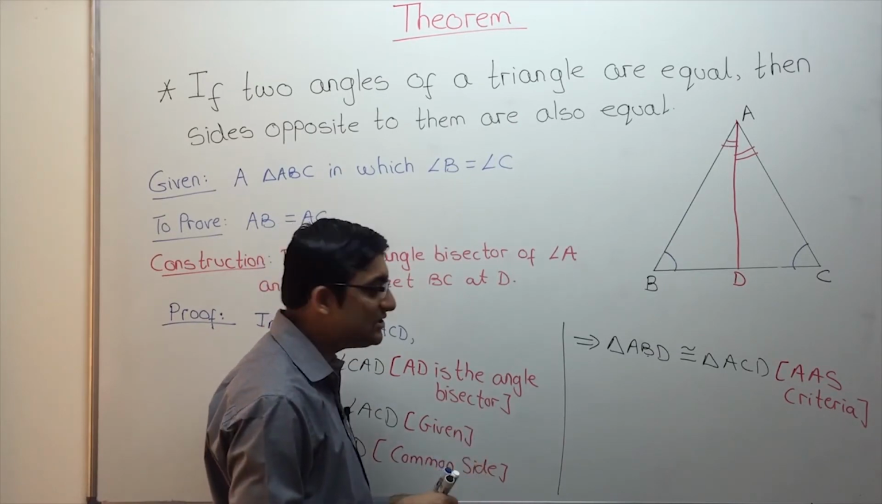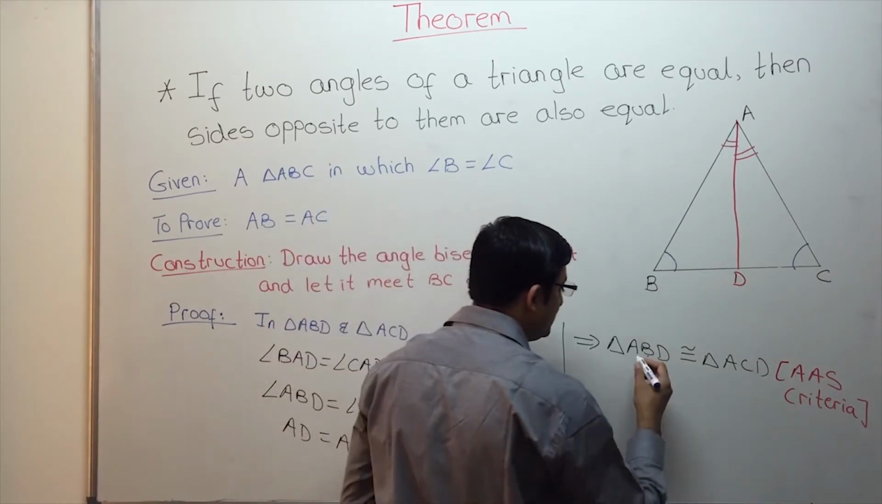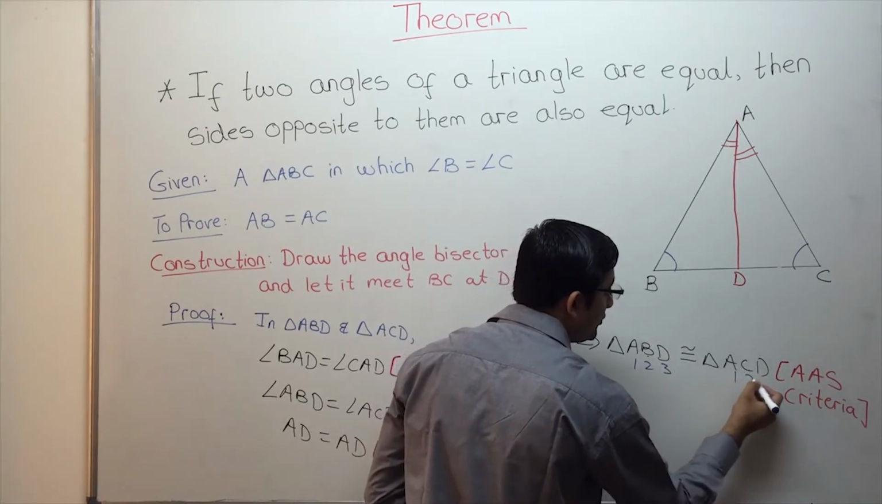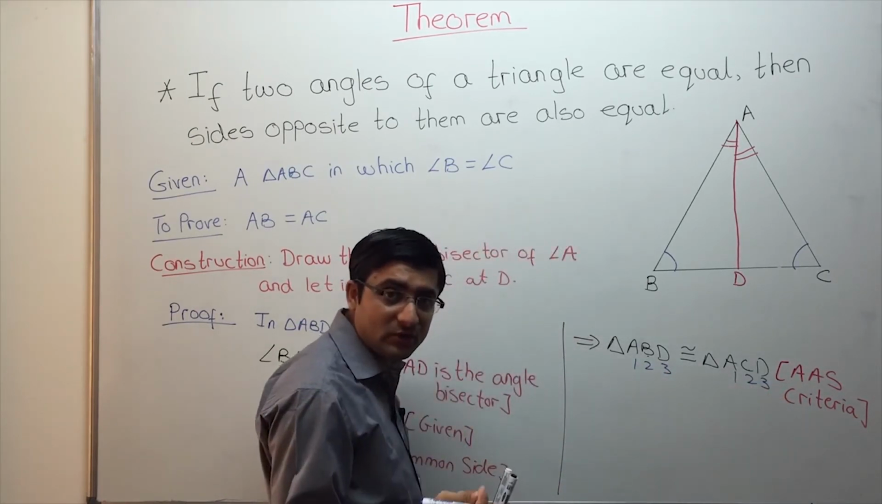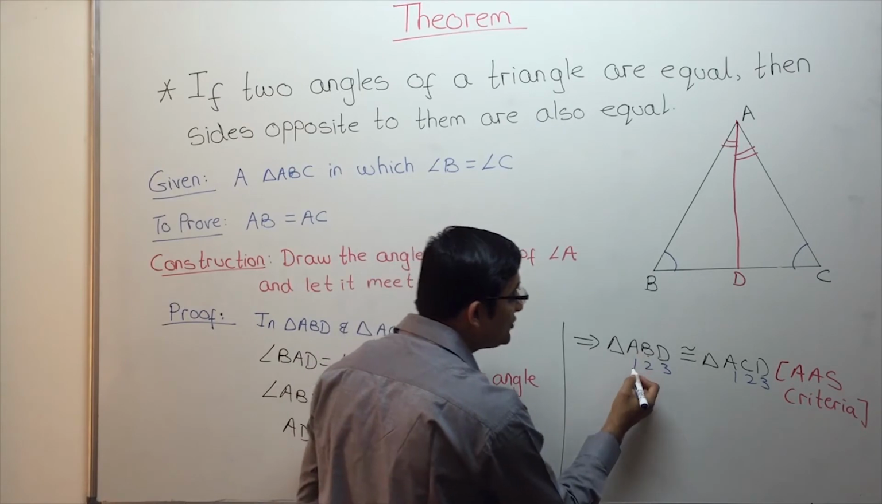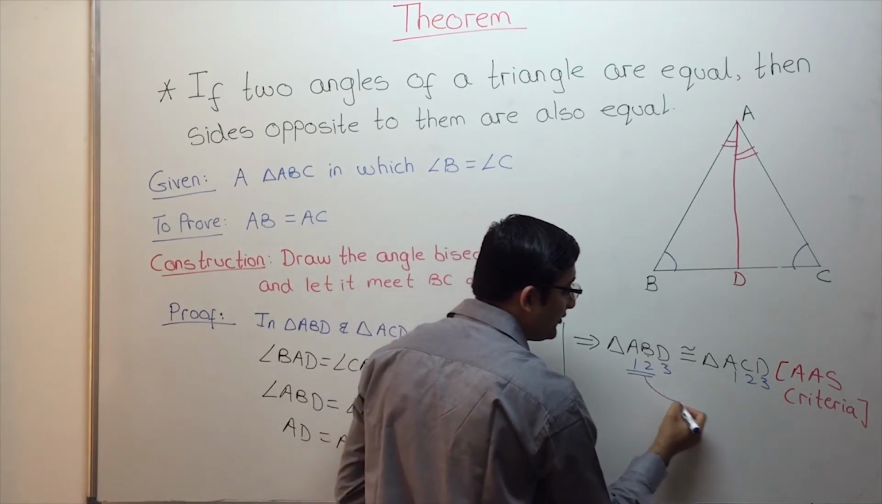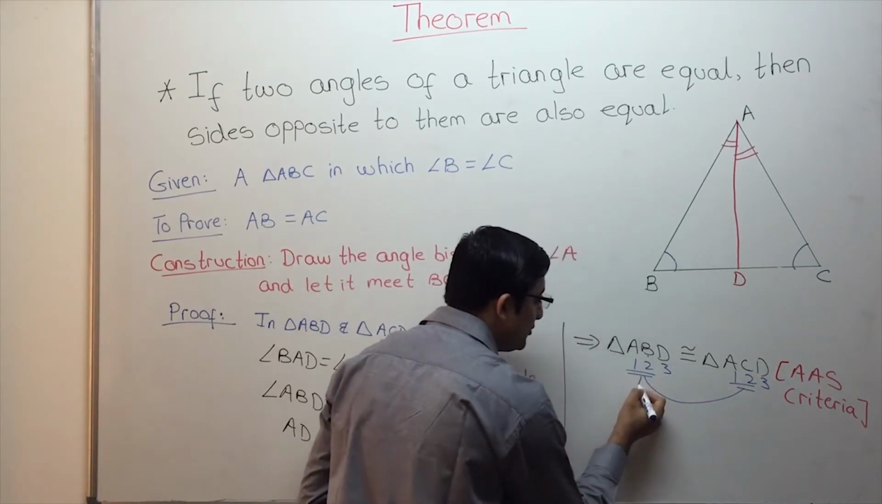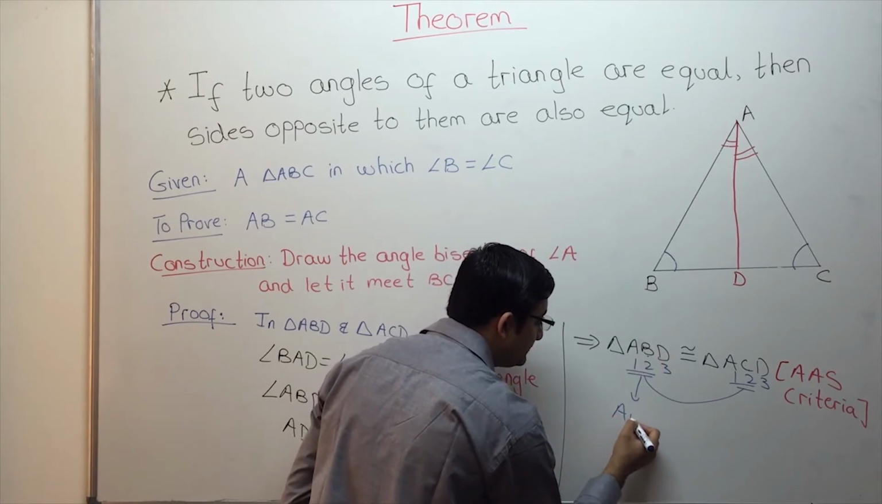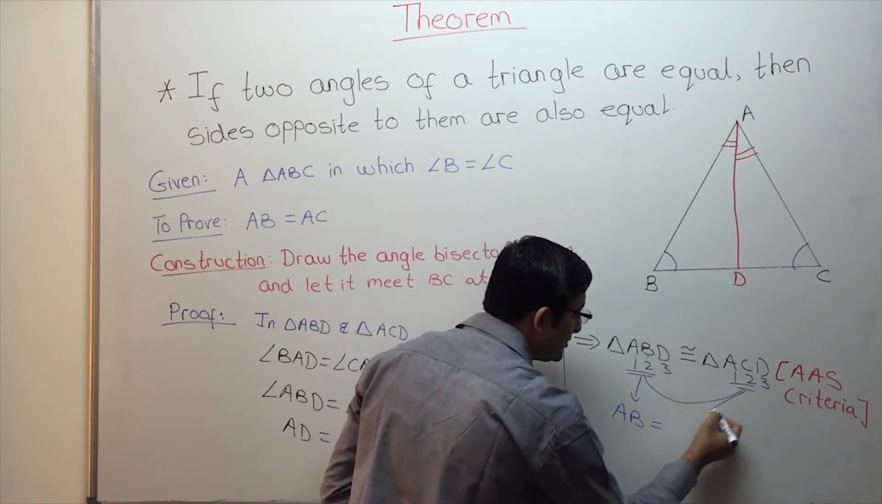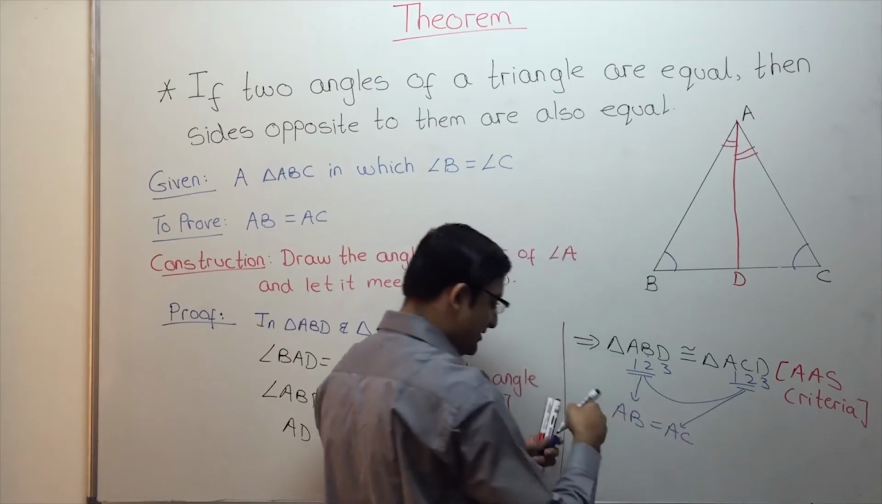So I want AB is equal to AC. So let's get it from here. Label this 1, 2, 3, 1, 2, 3. I want the side corresponding to AB. So where is AB in my congruence statement? First two letters. So first two letters will correspond to first two letters. What are the first two letters over here? AB. What are the first two letters over here? AC. So AB is equal to AC.